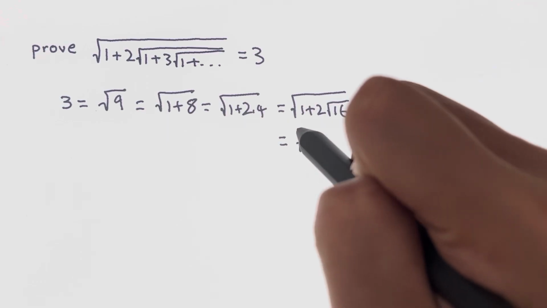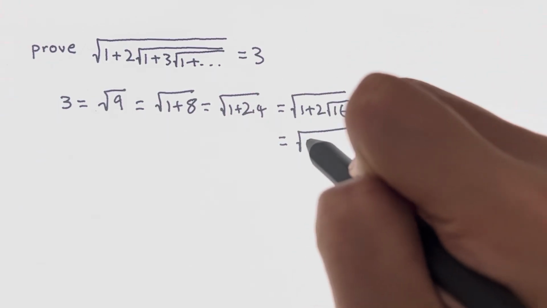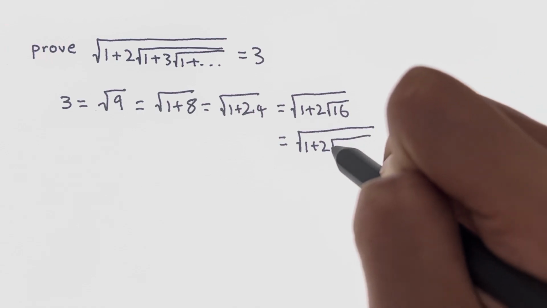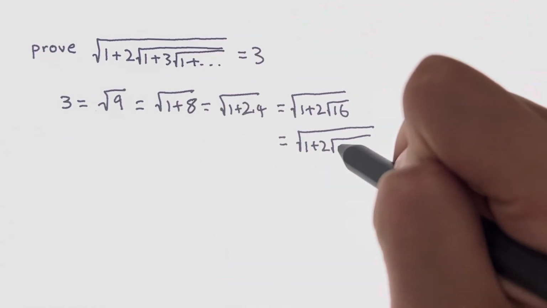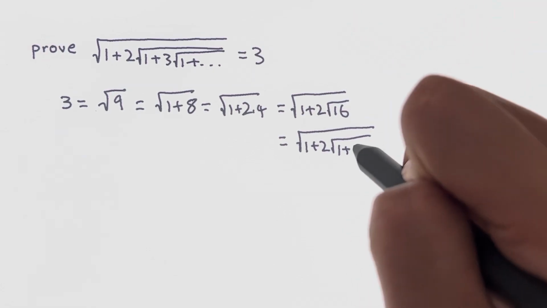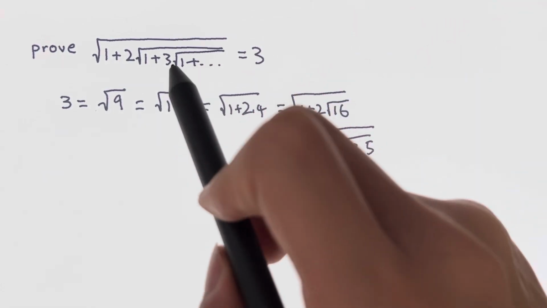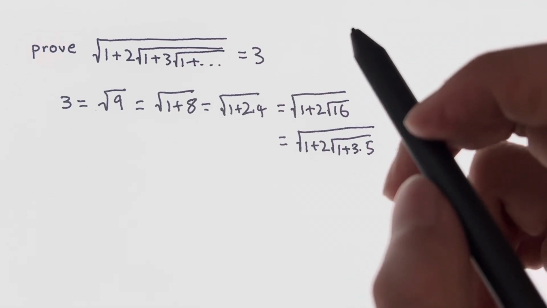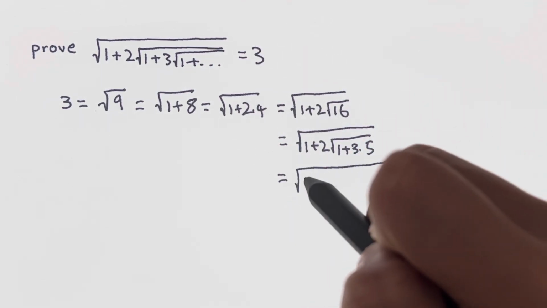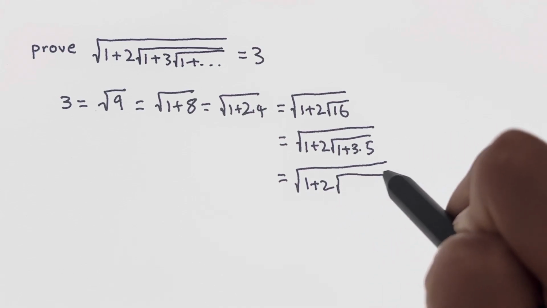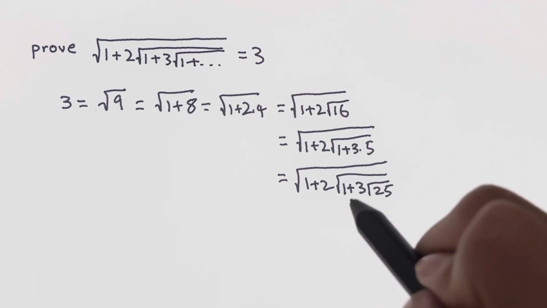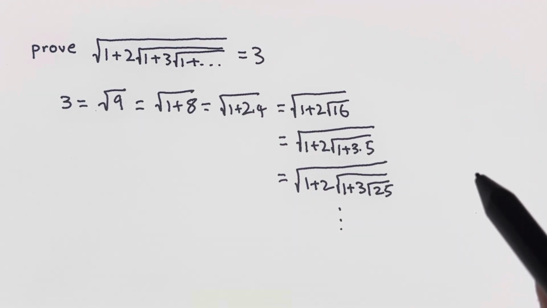So this will become square root of 1 plus 2, some square root of, well, we need a 1 here, so it becomes 1 plus 15. 15 can be written as 3 times 5. We need a 3 because it says 1 plus 2 times square root of something here. So 5 can be written as square root of 25. 1 plus 2 times square root of 1 plus 3 times square root of 25.